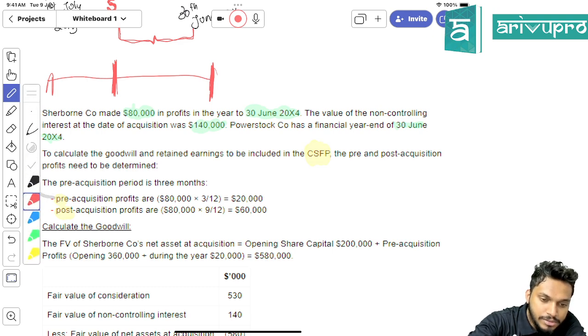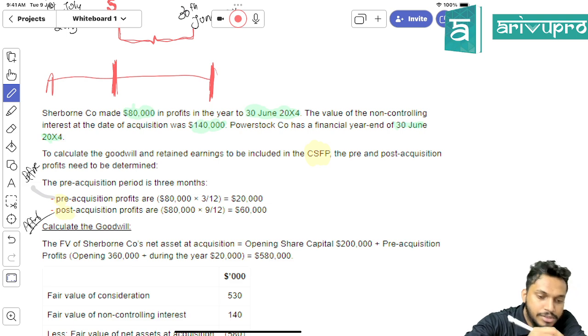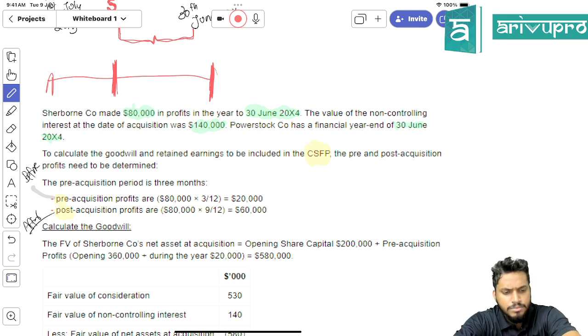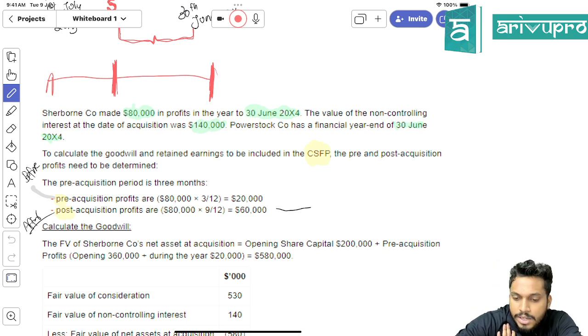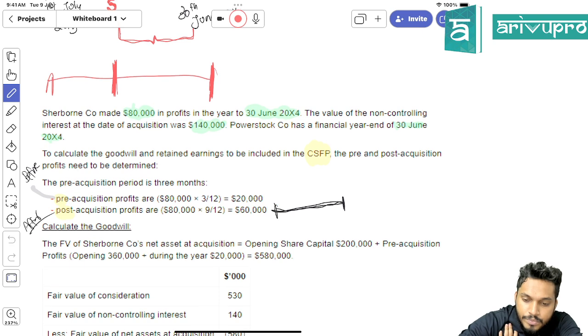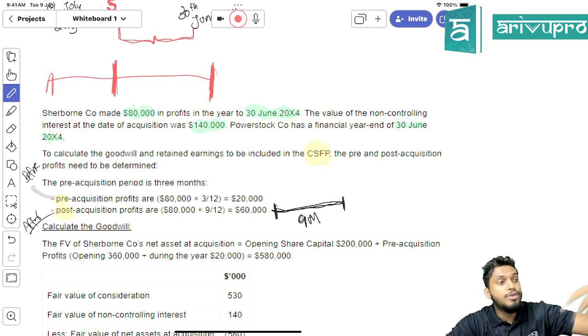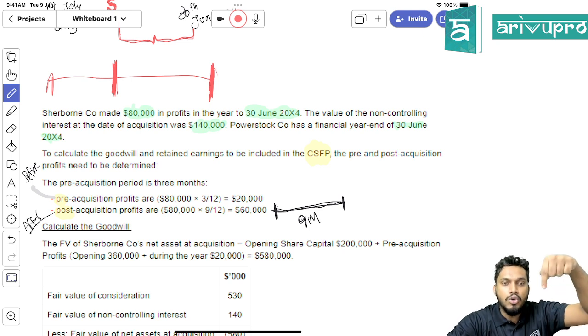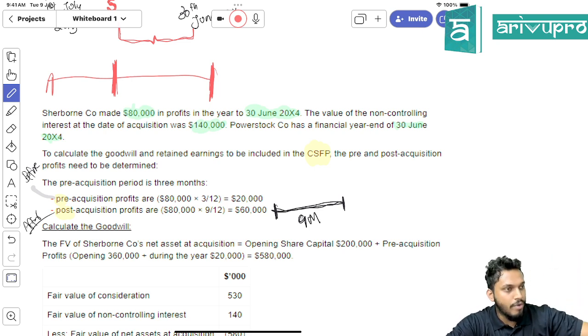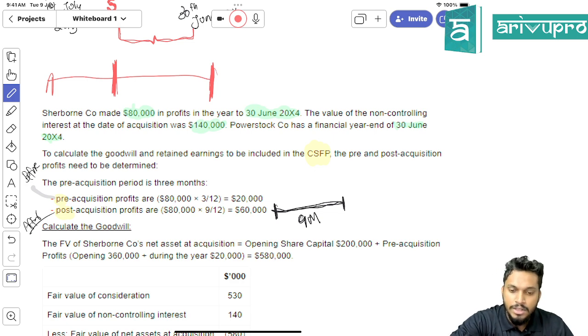Before acquisition. Pre means before acquisition. Post means after acquisition. So after acquisition, how many months is that subsidiary belonging to you? It is belonging to you only 9 months, because from October to June 2014. Did you understand that? So if you calculate from October 1st to June 2014, there will be 9 months. So the period which is not relevant to us is 3 months.